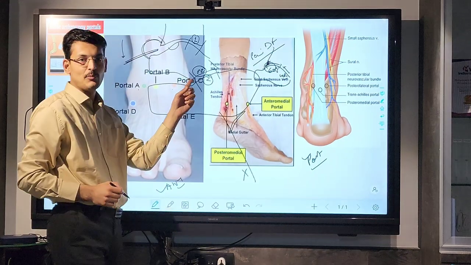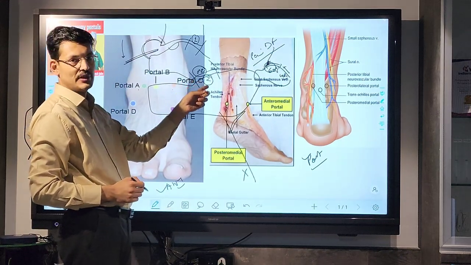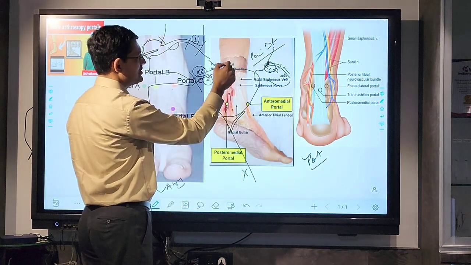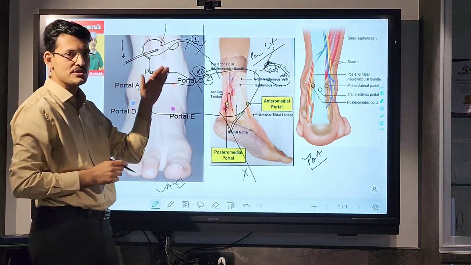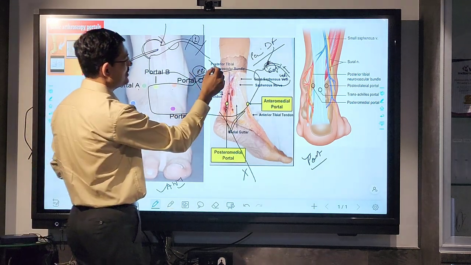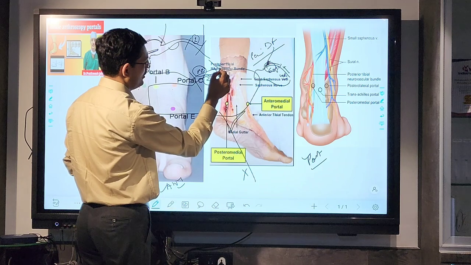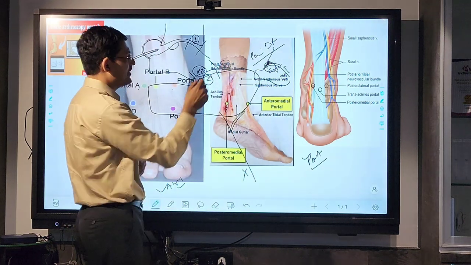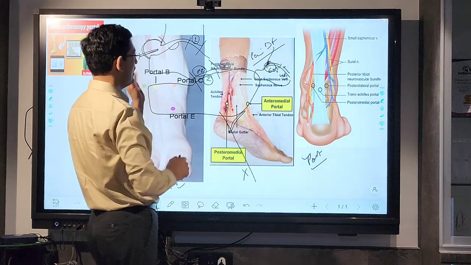The case you are seeing in the morning, you can access the subtalar joint. Then you can access this area. This area has got a lot of pathologies. One of them is called an os trigonum. So what happens is there is a bony fragment here, and this can be pathologic in some cases. It can fracture.